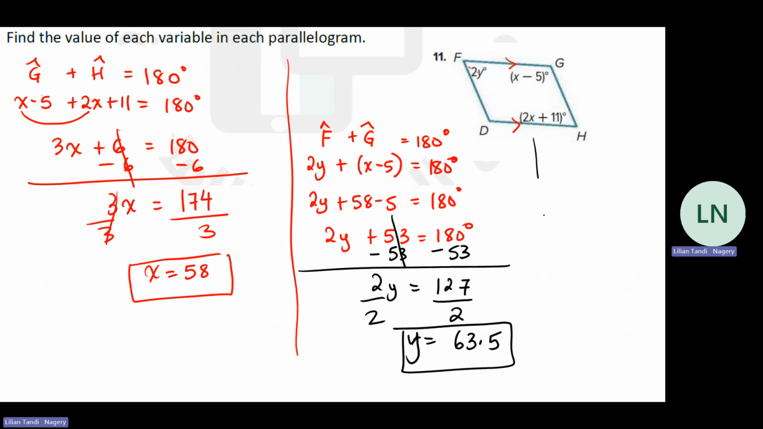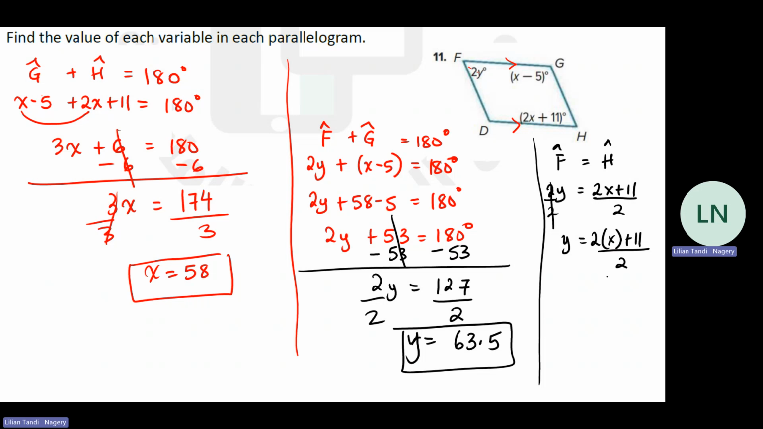Now let me check if my answer is correct. Let me do 2y is equal to... So angle F should equal angle H. So 2y is equal to 2x plus 11. If I want y, I will divide by 2, divide by 2. So this goes away. Y is equal to 2x plus 11 divided by 2.